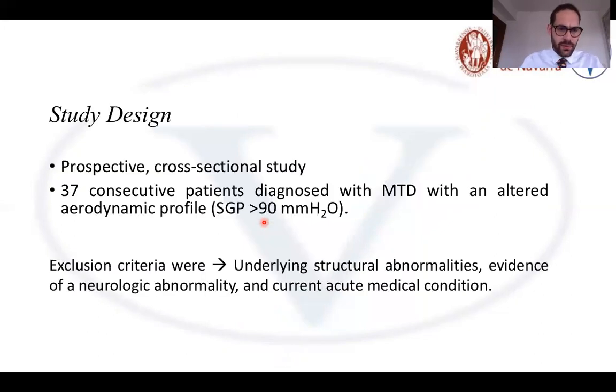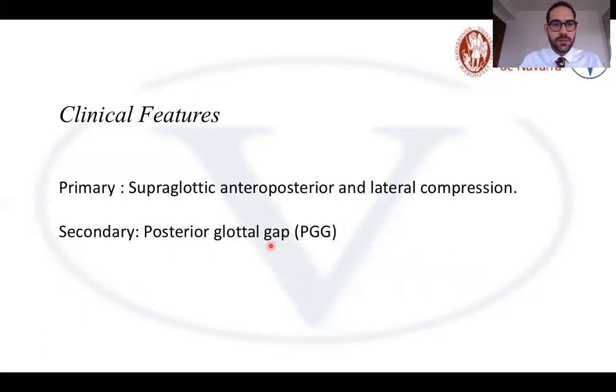Material and method. We performed a prospective cross-sectional study in which we included 37 consecutive patients with MTD, all of them with an altered aerodynamic profile. All of them had more than 90 mmHg of subglottic pressure. We excluded patients with underlying structural abnormalities, including those related to glottal insufficiency, and also patients with neurological abnormalities or acute medical conditions such as upper airway infections. Regarding clinical features, as primary features, we assessed the supraglottic anterior-posterior and lateral compression, and as a secondary feature, we also assessed the posterior glottal gap.